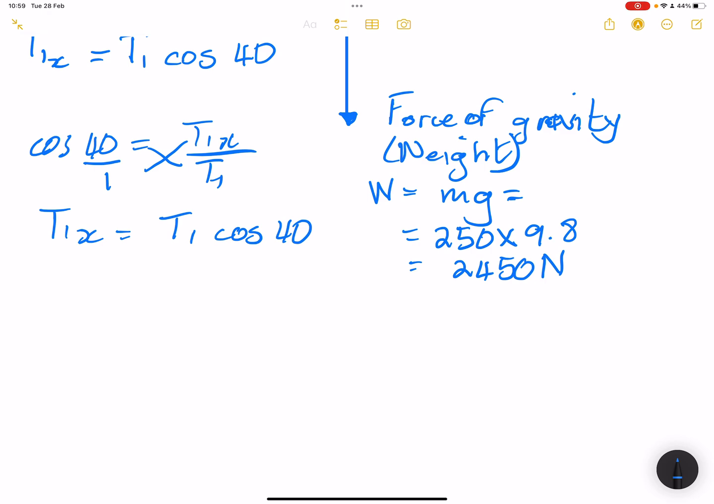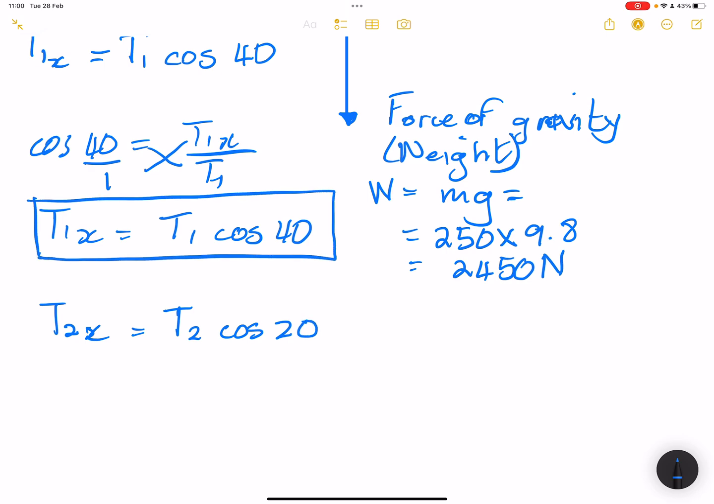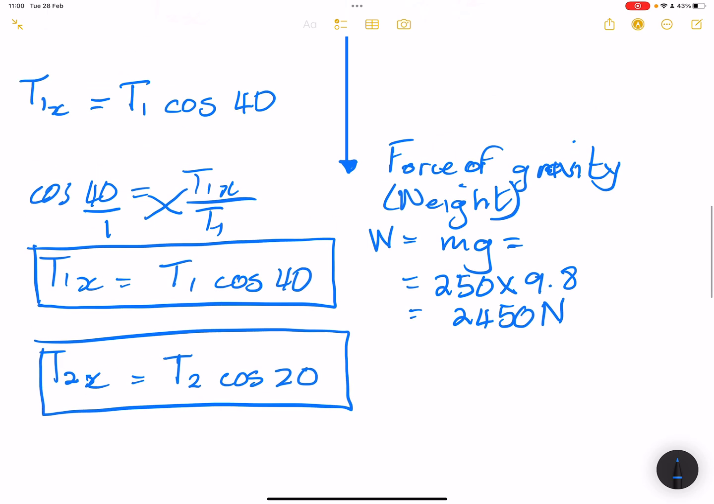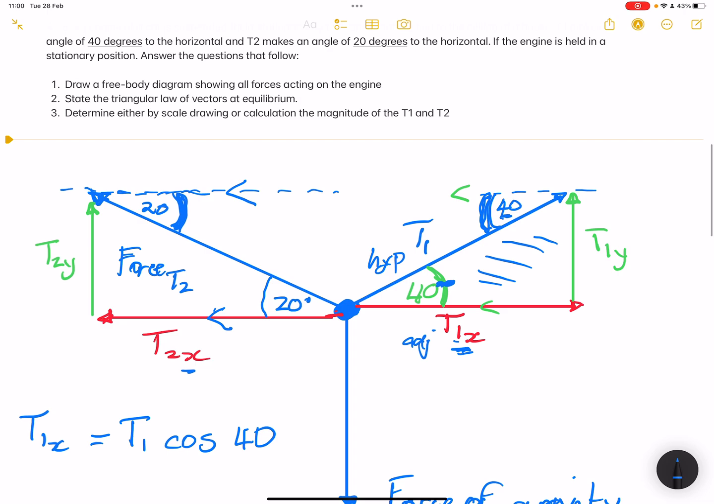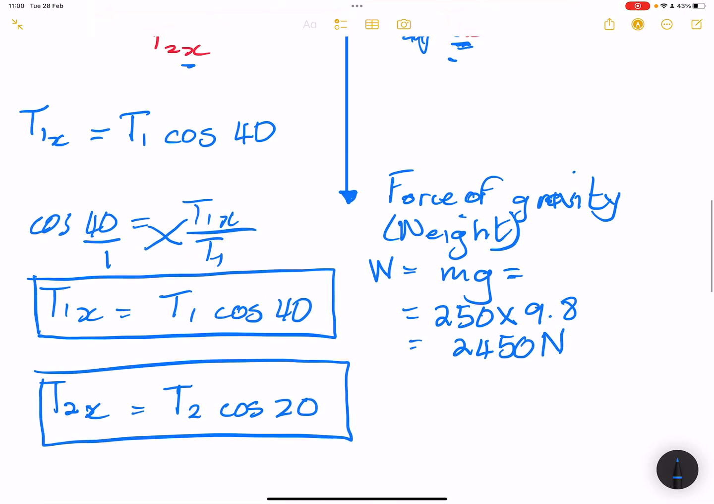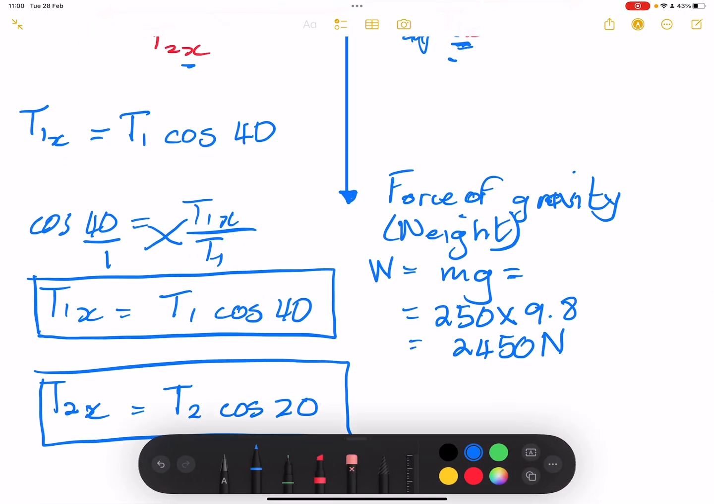Similarly, T2x would be equal to T2 cos of 20 degrees. So these are our horizontal components of the forces, the ones in red over there. And perhaps it would have helped if I had written them in red.